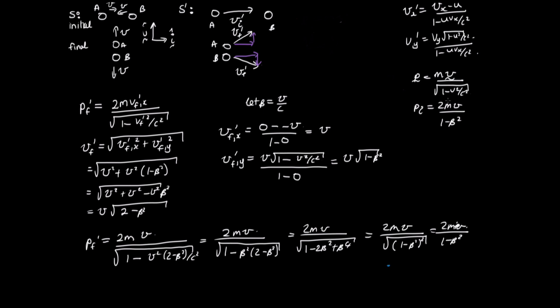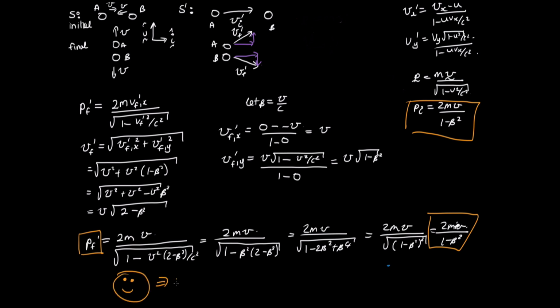And the initial momentum we've already shown was equal to 2mv over 1 minus beta squared. So using this new definition of momentum, we do end up with the final momentum being equal to the initial momentum. So now we can be happy because momentum conservation holds.